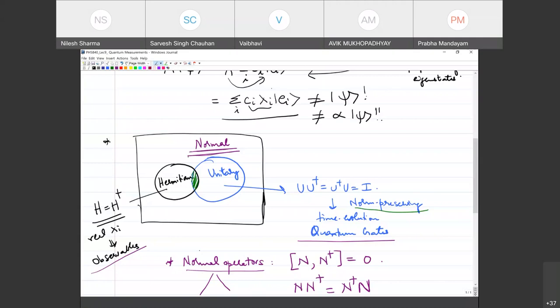And these two properties, being Hermitian and being unitary, are different properties, and they lead to two different physical associations, if you want. So the Hermitian operators are the ones which give you the physical observables, and the unitary operators are the ones which give you the quantum transformations or gates. Okay, is that clear?